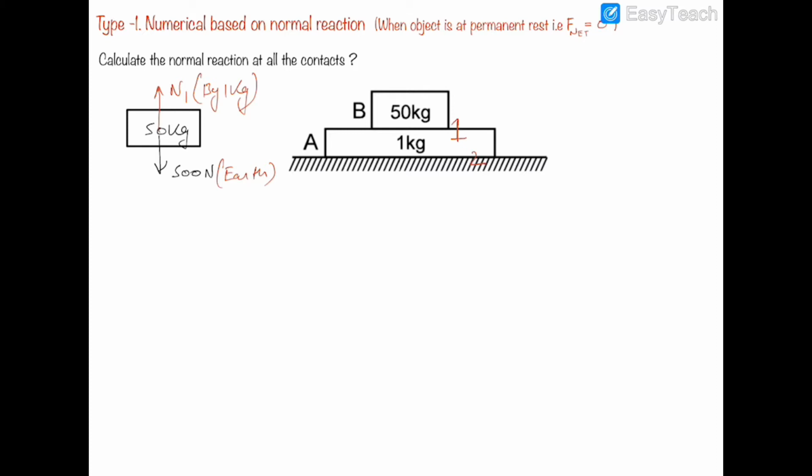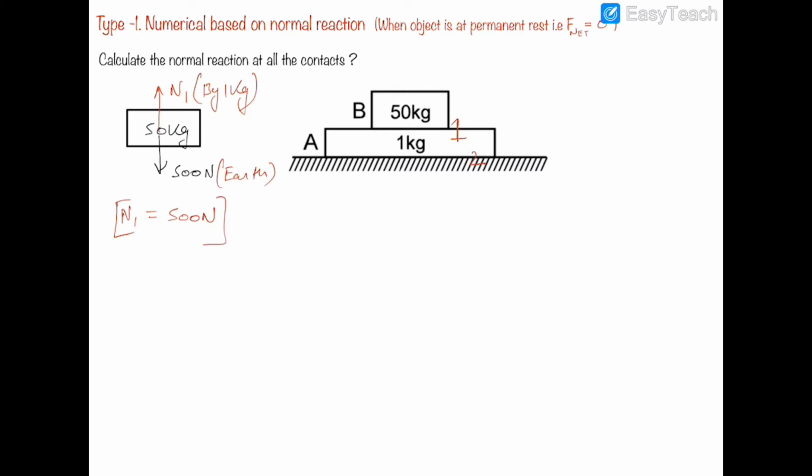So now I know that this 50 kg block is in the state of rest, as well as the net force acting on it is 0. So I can say that the total upward force will be equal to the total downward force. Hence I can say that N1 will be equal to 500 Newton. This is the value of N1.